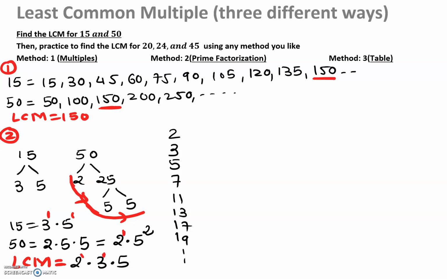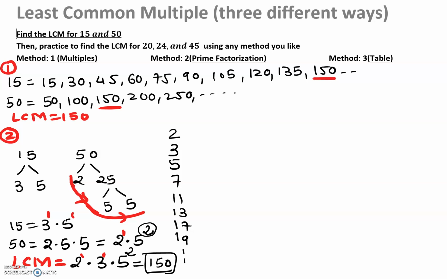But 5, as you notice, you have 1 and 2. We cannot go with 1, we have to choose the largest exponent. So that gives you the second power. You multiply all of these numbers together and that gives you 2 times 3 times 5 times 5, which is in our case 150. Notice with the second method, our LCM is still 150.